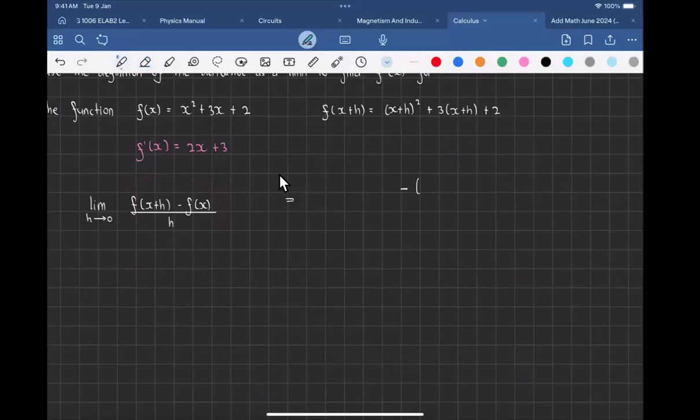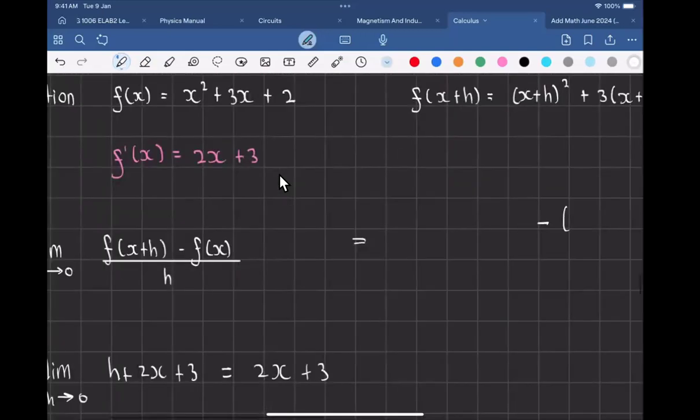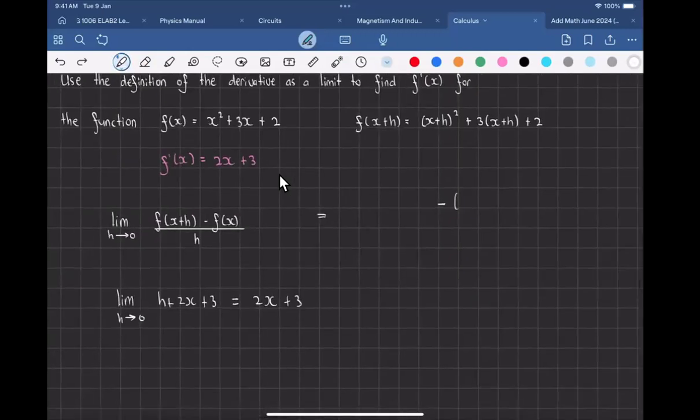What you have right now, you're just going to say the limit as h approaches 0 of h plus 2x plus 3 will be equal to, oh okay, so it would just be 2x plus 3. And we know that that is in fact the answer, because when you differentiate the normal way, you get that.